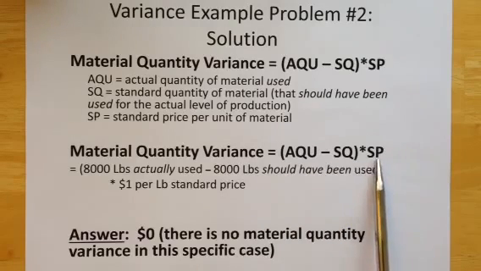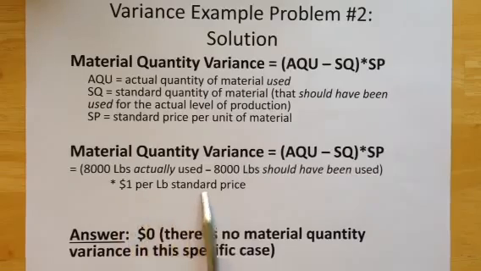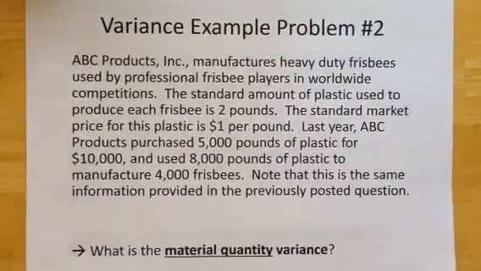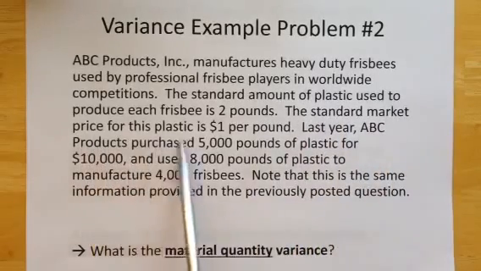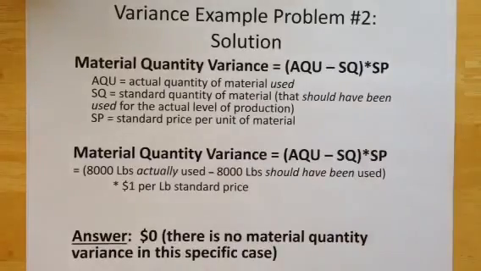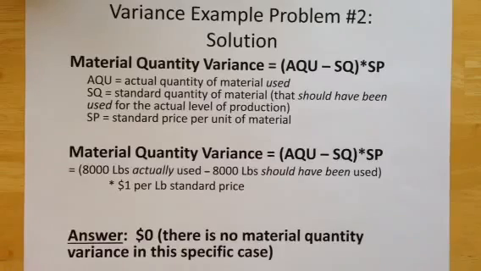Going backwards, for SP, we plugged in $1 per pound for the standard price. You recall in our problem, we were simply given that: the standard market price for this plastic is $1 per pound. So that was easy. We plugged in that unit price for SP, $1 per pound. Now let's look at AQU. That we should be able to plug right in.